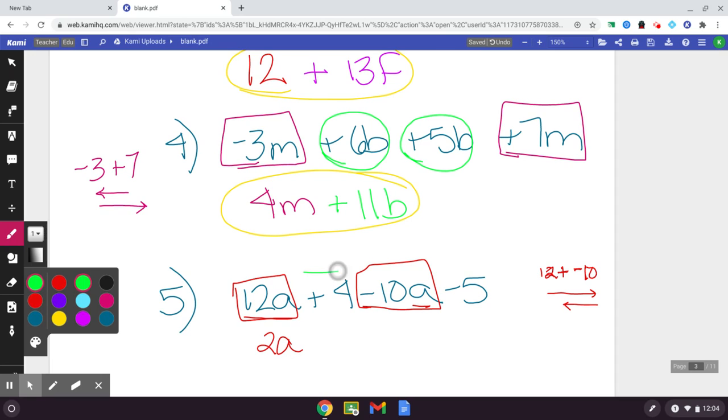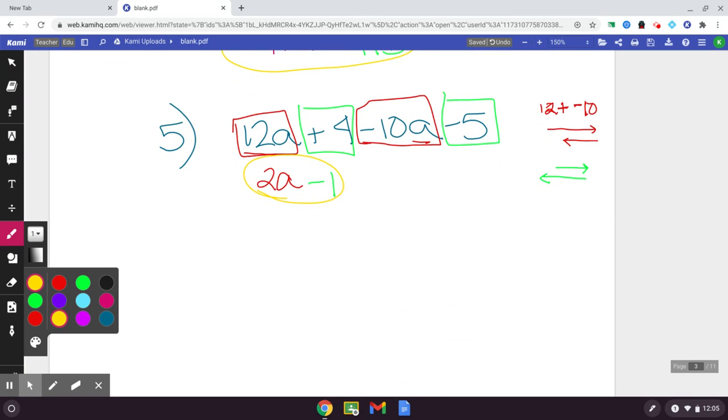Okay. Now I have 4 and negative 5. Those are constants. I can add those together. So I think forward 4, back 5, where would I be? Negative 1. That will be your final answer.